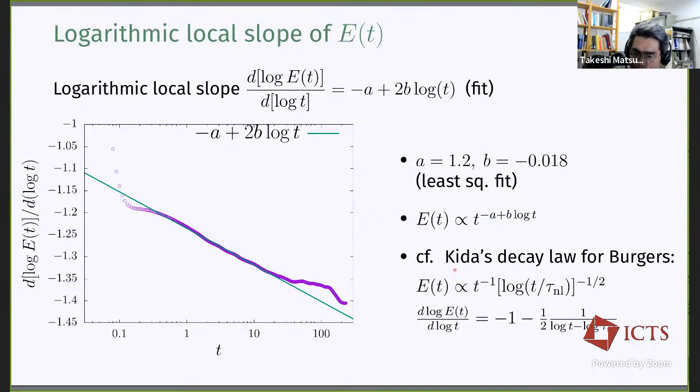Then I will show you there's a theoretical result for this kind of logarithmic correction, which has been obtained for decaying Burgers turbulence by Kida in the 1970s. For the Burgers case, the total energy decreases as some power law times some logarithmic correction. If you have this Kida's decay law, the logarithmic local slope should be something like this, where tau NL is some characteristic nonlinear timescale. So this strange behavior is different from the pure power law. It can be one form of broken self-similarity of the free decay of, in this case, the hyperviscous Navier-Stokes equations.